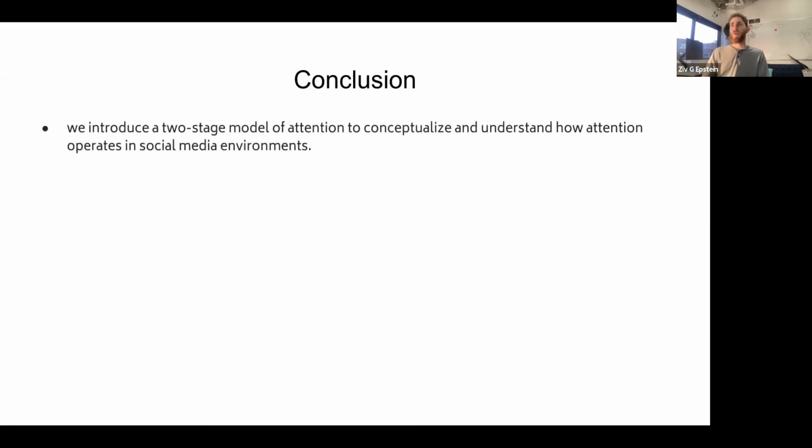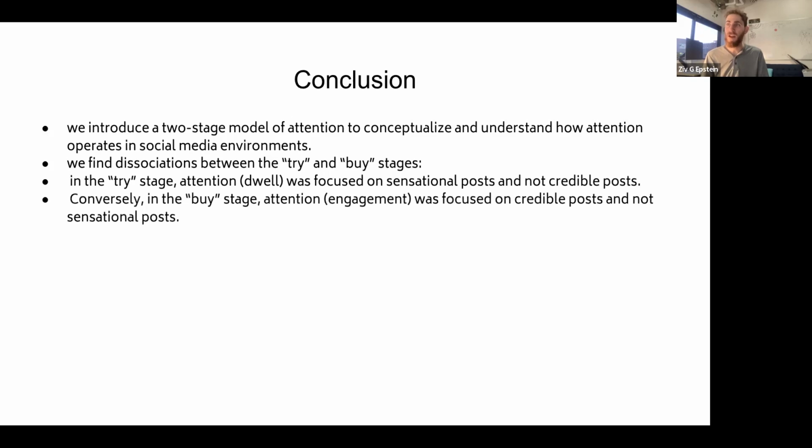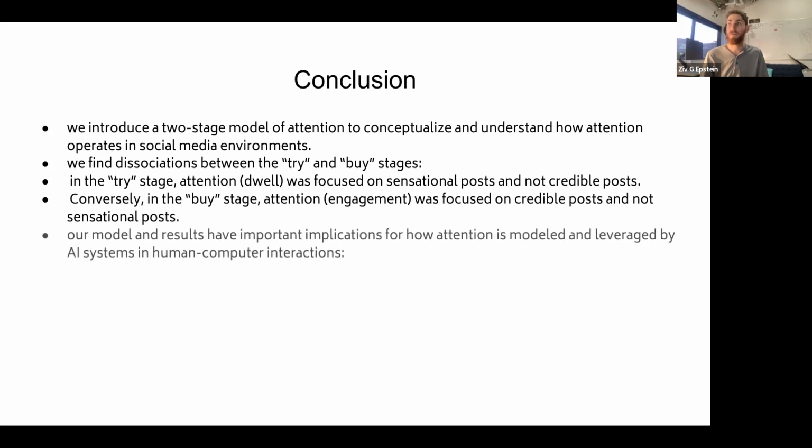So, in conclusion, we introduce a 2-stage model of attention to conceptualize and understand how attention operates in social media environments. We find dissociations between the try and buy stages. In the try stage, attention was focused on sensational posts and not credible posts. Conversely, in the buy stage, attention was focused on credible posts and not sensational posts. Our model and results have important implications for how attention is modeled and leveraged by AI systems in human-computer interaction.